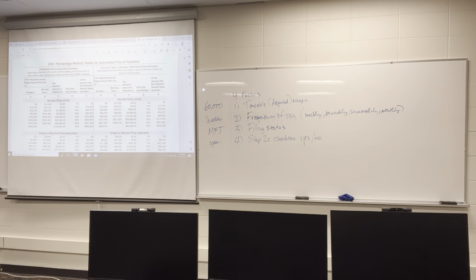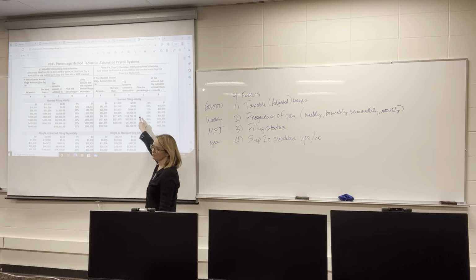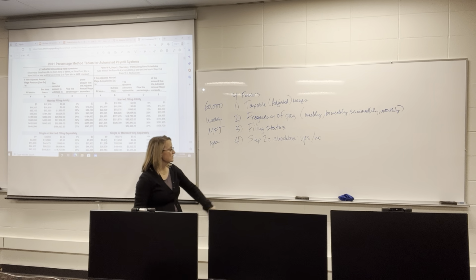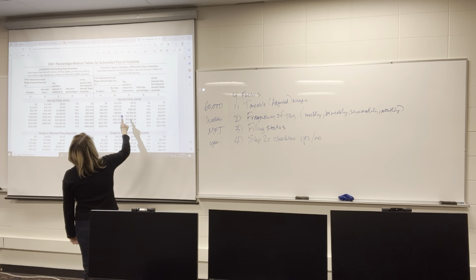Standard withholding rate schedules is on the left. Checkbox withholding is on the right. So if that box was checked, we're going to use this table here on the right. If it wasn't checked, we're going to use the table on the left. Okay, so it was checked, so we're going to use the table on the right.